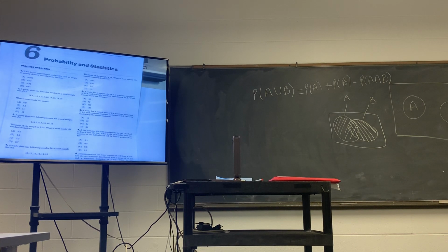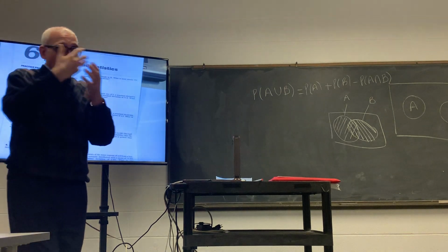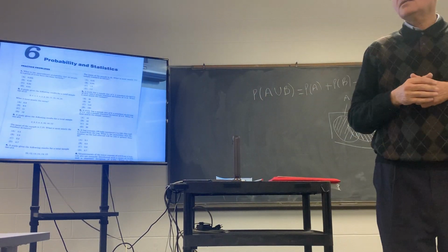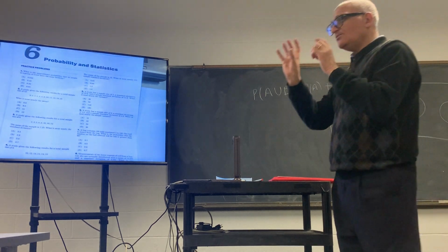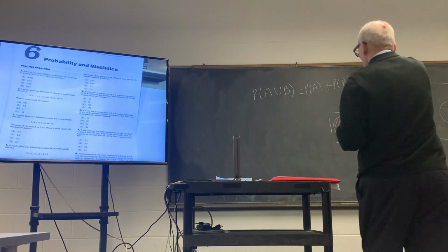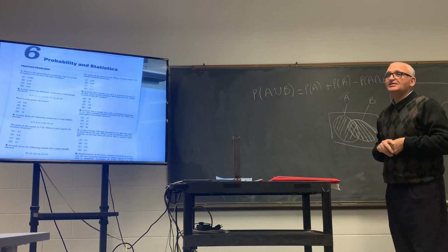It's still 0.5. There are 20 numbers above 80. 10 of them are odd, and 10 of them are even. So it's the same, meaning they are independent. If you know the outcome of one, it doesn't change the probability of the other. You see the difference between mutually exclusive and independent? So these are not mutually exclusive, but they are independent.